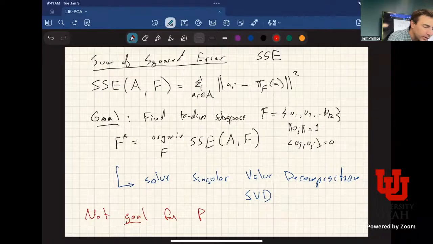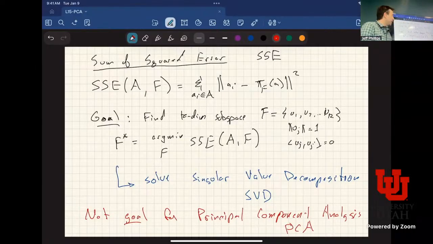for principal component analysis yet, PCA. So we want to get to PCA, which is not this yet. We're going to get to that. So this will be an intermediate goal. Okay, and then we'll get to PCA later, building on top of this.